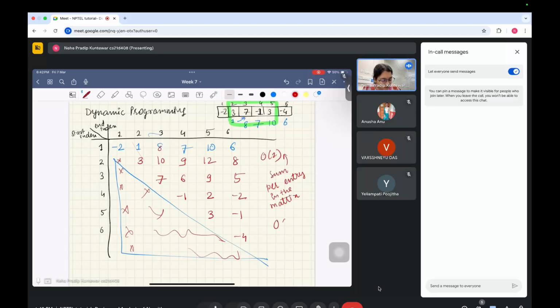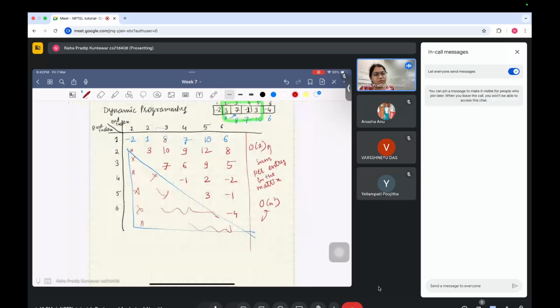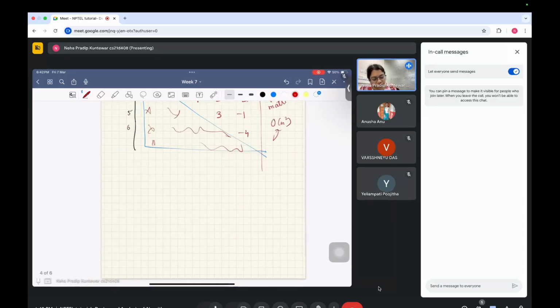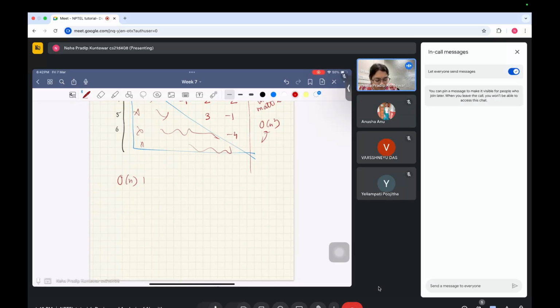So this is order of n square, and that means you are not really saving in terms of time. Maybe there is some constant factor we are saving, but we are not doing much of a saving by doing this algorithm. What I want is an order n time algorithm.